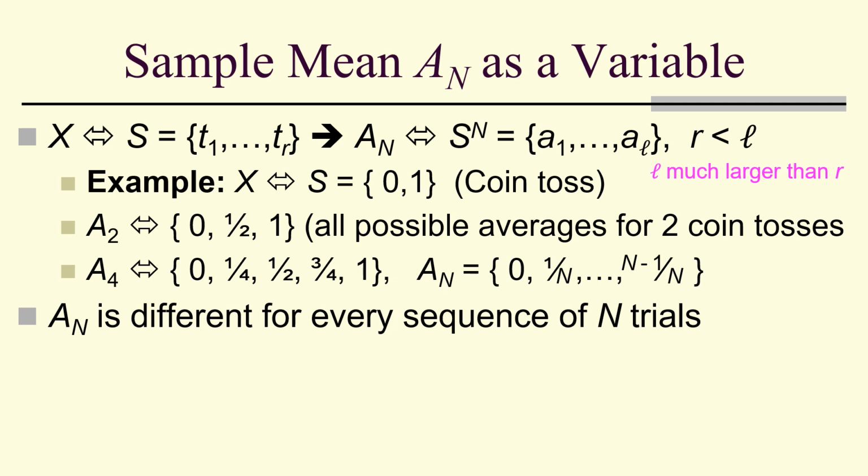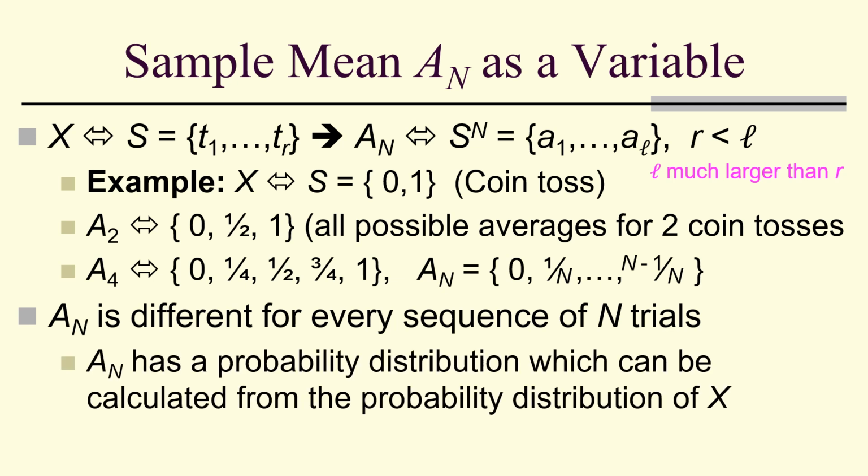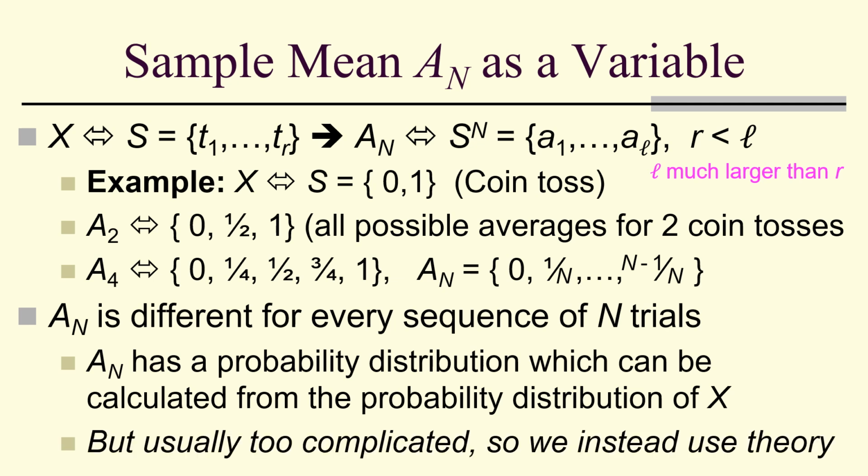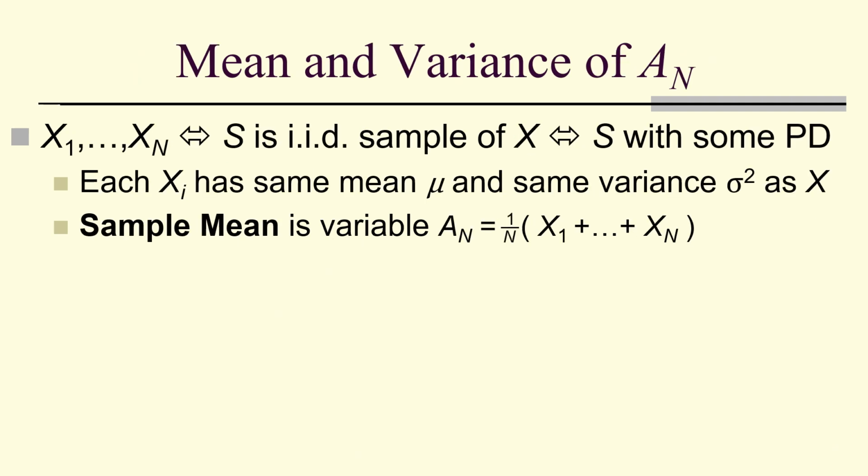So A sub n is different for every sequence of n trials. It has a probability distribution, which can be calculated from the probability distribution of x, but that's usually far too complicated. We like to use theory instead. So we have x1 to xn associated with S. This is an IID sample of x with the same probability distribution for each of the x sub i's. The sample mean is a variable.